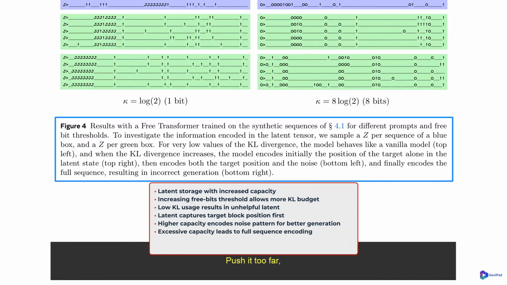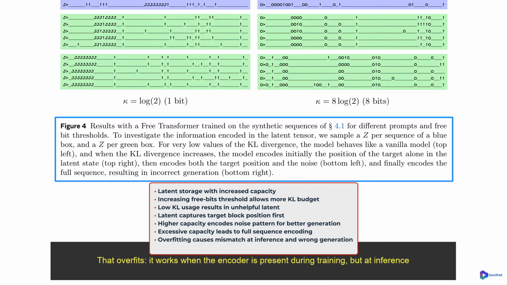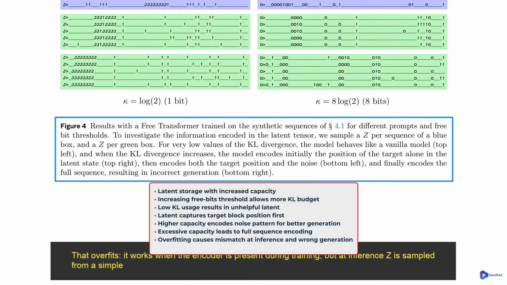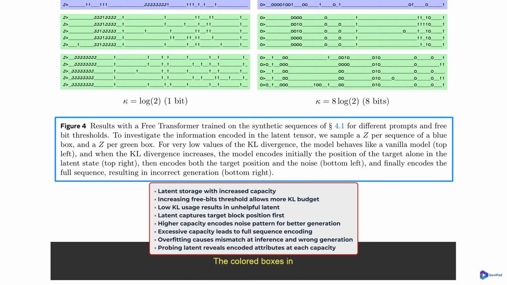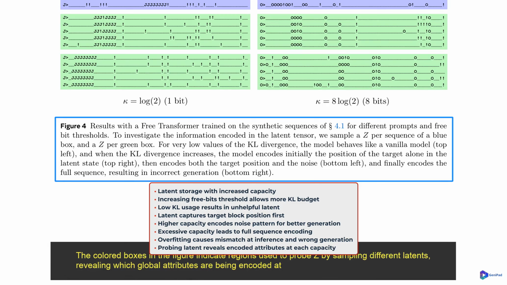Push it too far, though, and Z tries to encode the entire sequence. That overfits. It works when the encoder is present during training, but at inference, Z is sampled from a simple prior, so it no longer matches the true sequence and generation becomes wrong. The colored boxes in the figure indicate regions used to probe Z by sampling different latents, revealing which global attributes are being encoded at each capacity level.